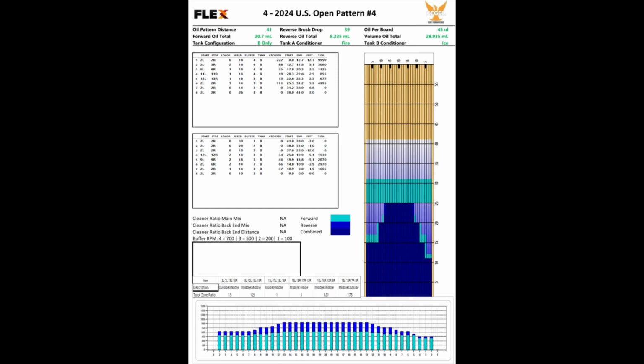What this means is that this pattern is asymmetrical. Oil patterns do not need to be the same. They do not need to be symmetrical, the same on both sides. Some patterns will be different. There's usually more traffic on the right-hand side of the lane than there is on the left. More right-handed bowlers than there are left-handed bowlers.